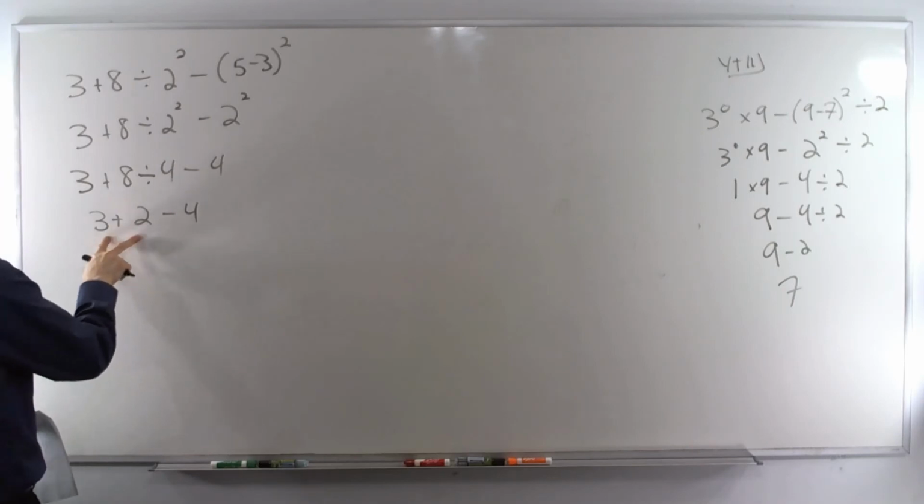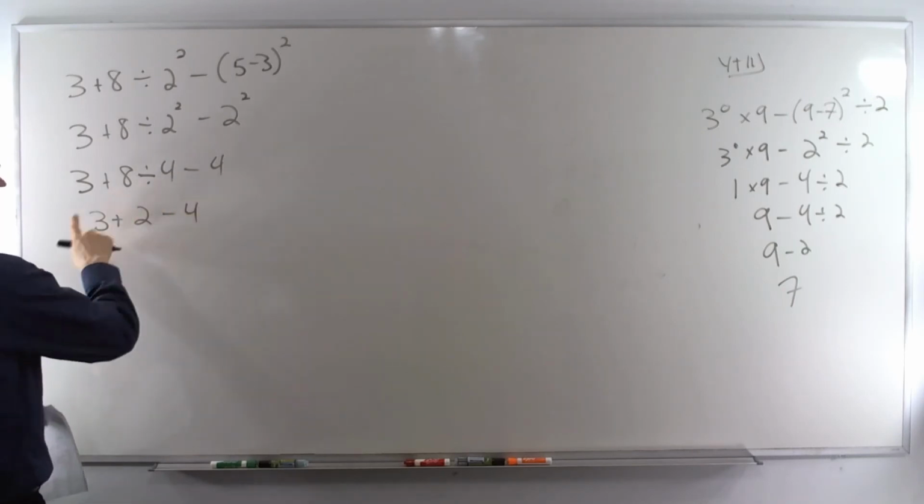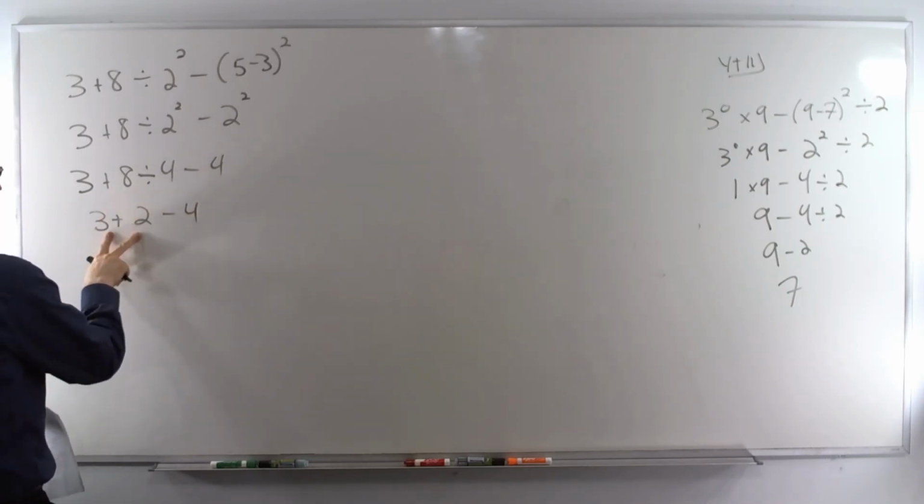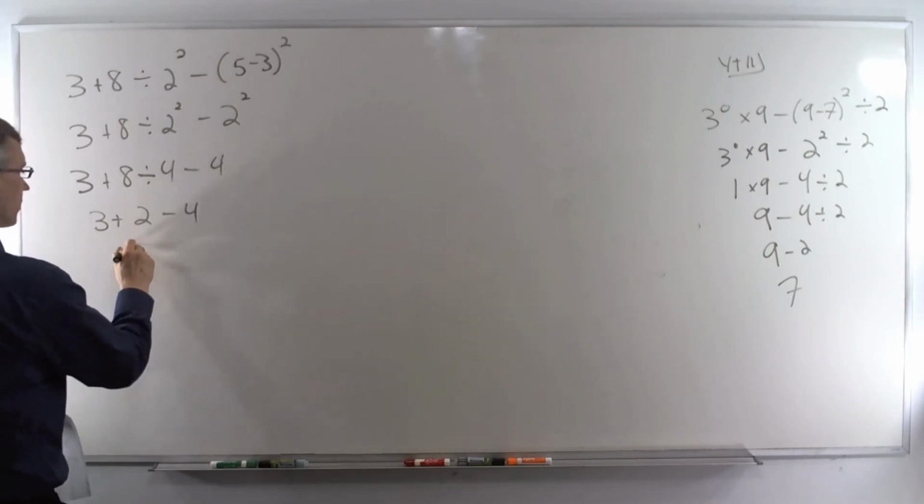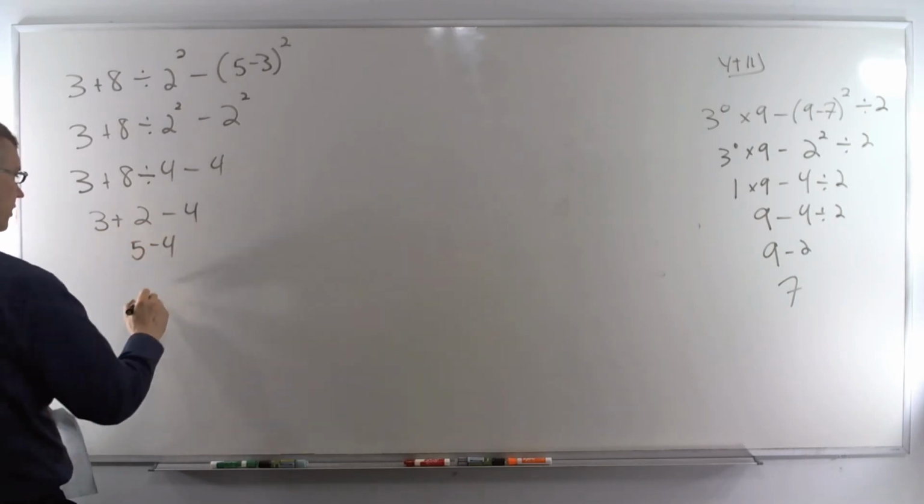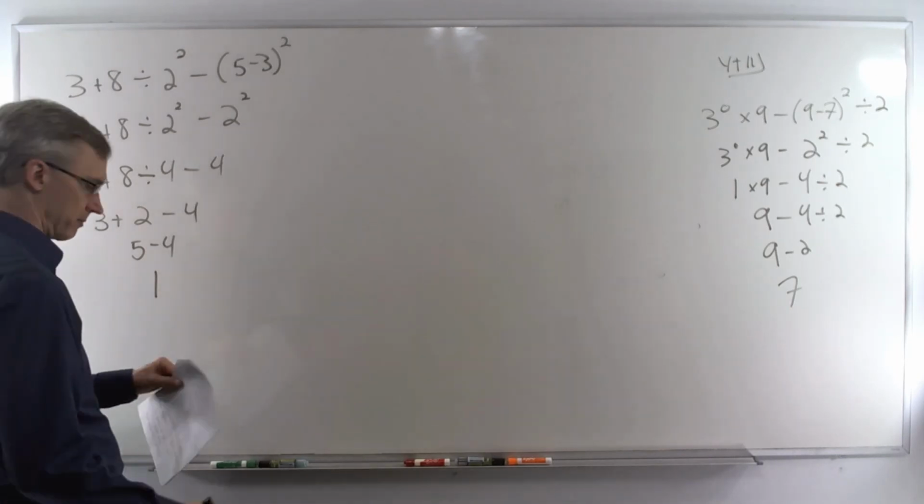All right, now we've got 3 plus 2 here on the left. We've got all addition, subtraction. So we work on the left. 3 plus 2 is 5. So you got 5 minus 4. And then finally subtract to get 1.